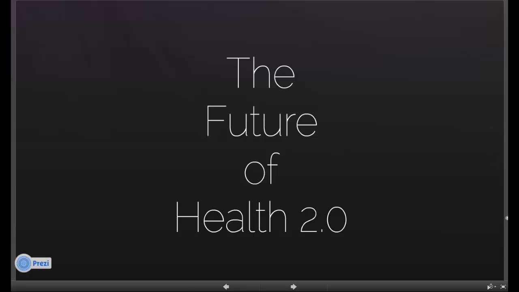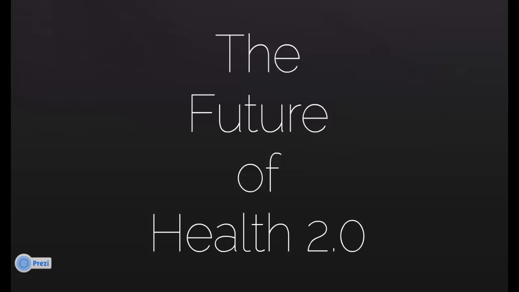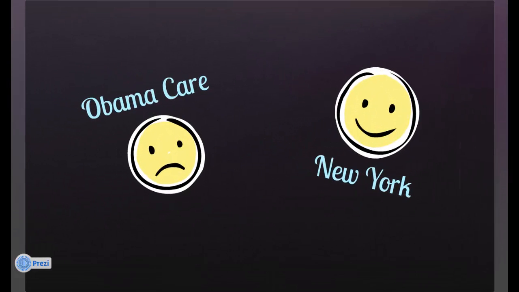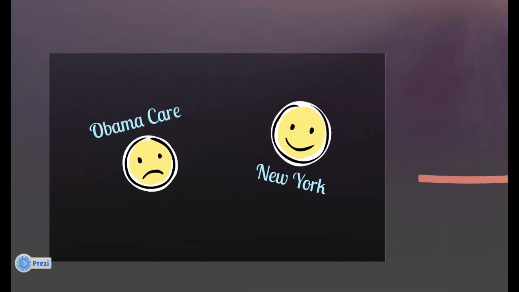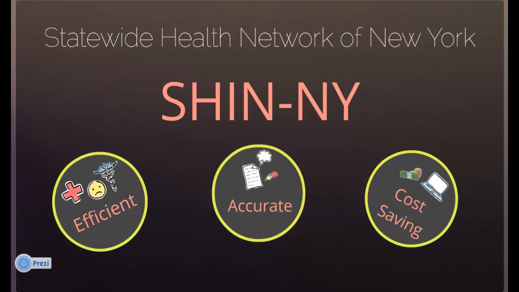Now we encounter the question of what is the future of Health 2.0 and how will it impact society? While the national debate continues about Obamacare and how to reduce healthcare expenses, New York has already taken action. New York is building a digital network of electronic medical records that will change how patient care is provided and deliver major cost savings. It's called the Statewide Health Information Network of New York, or SHINY, which puts New York far out ahead of all other states when it comes to health IT.